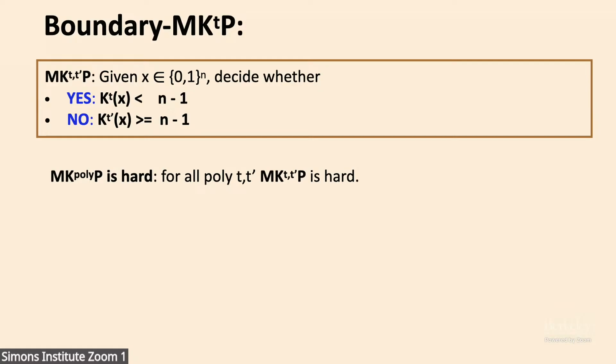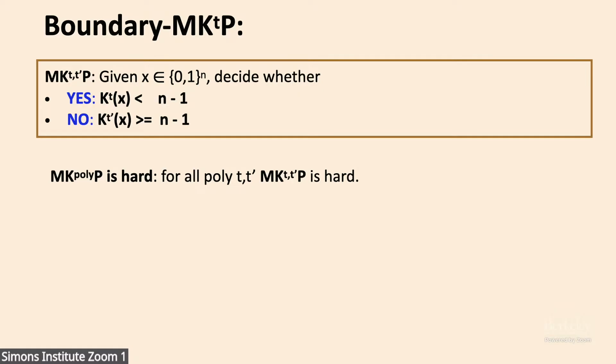And now the boundary version is to say the following. I don't need it to be hard always. I want hardness to appear somewhere that's close to the threshold. So I'm going to only look at instances where the Kolmogorov complexity is somewhat large. So the Kolmogorov complexity is always more than n - log n. And your goal is to distinguish: is it more than n-1 or less than n-1?